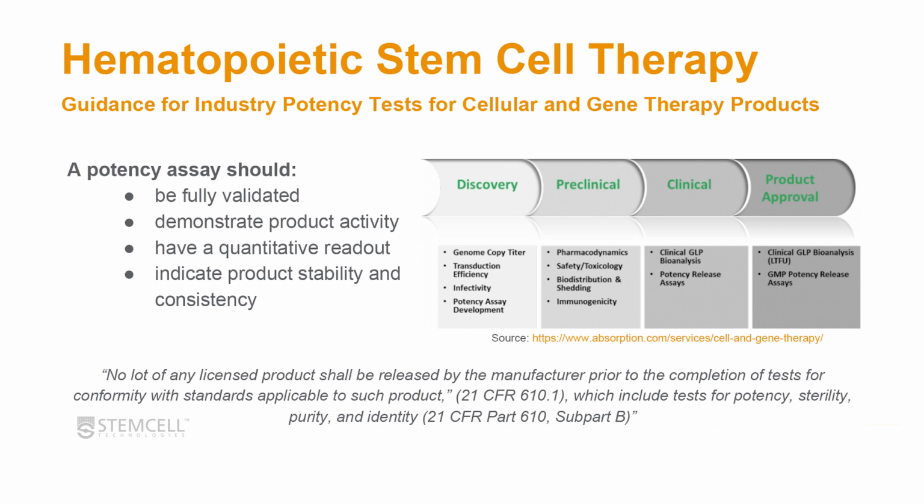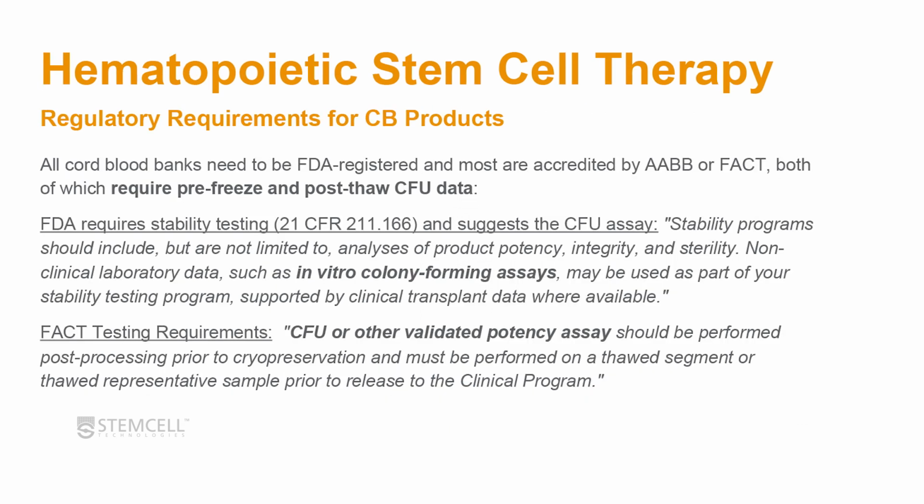And really, if you look at what a good potency assay should be, it should be something that you can actually validate. It should also demonstrate product activity. It should have a quantitative readout, and it should also indicate product stability and consistency. Normally, these start, as you can see, at the beginning of the discovery phase when you're developing a new therapy. Potency assays are really at the developmental stage there. And then as you go through your clinical trials, the more assays that you have that describe the potency of the product, the more able you are to find one or two that very specifically correlate with good clinical outcome.